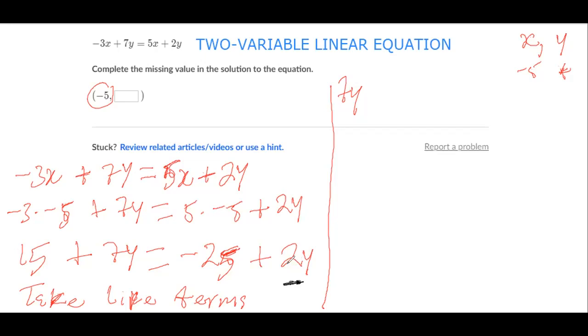Plus 2y is coming and it's crossing the equality sign. This is the equality sign right here. It's going to change sign because the sign was positive. When it crosses, it's going to be negative. Right here, I'm going to say 7y. This is coming right here, and it's going to be minus 2y.